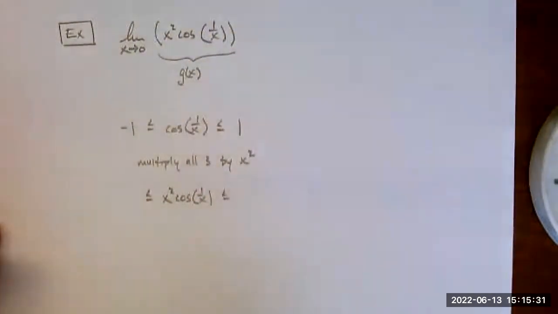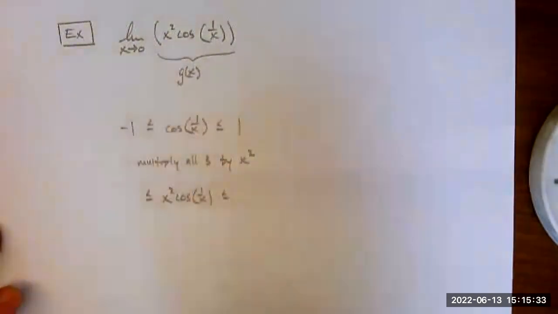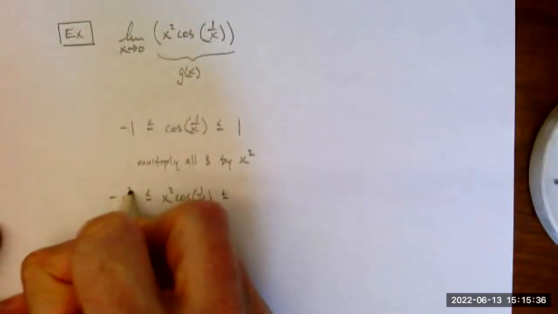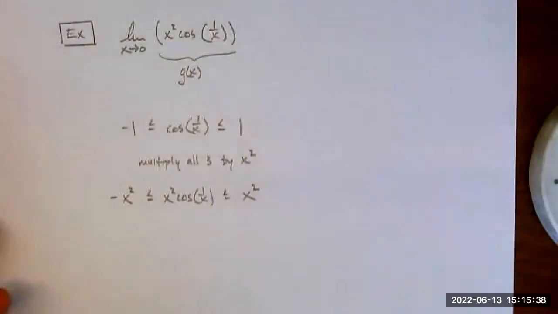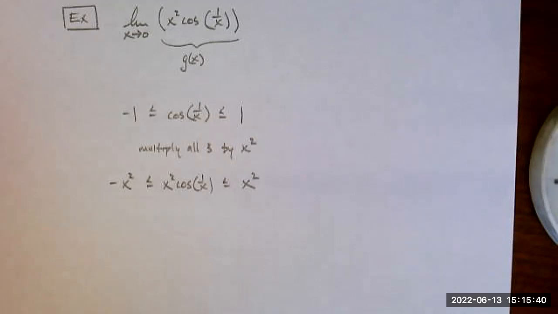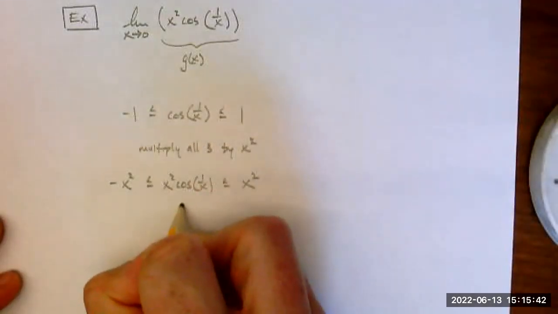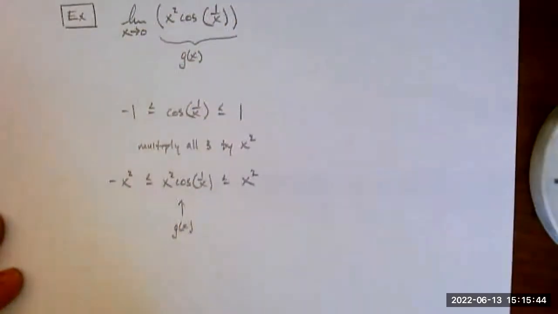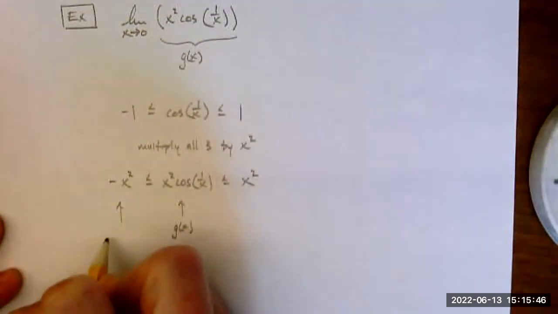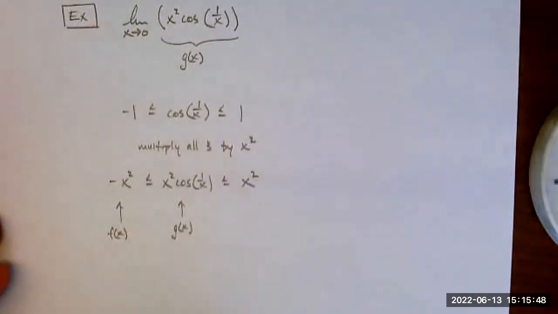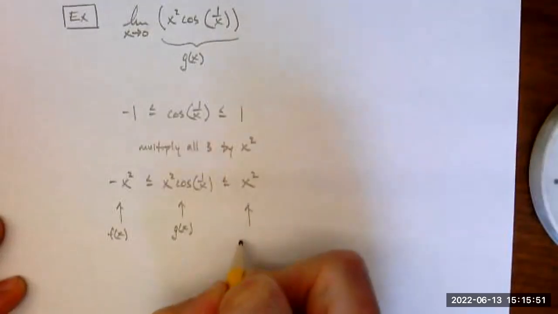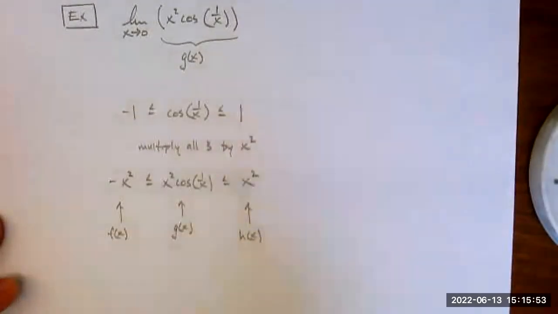But if I do that, I have to do it to the outsides as well. -x squared here, +x squared here. So I've got my g of x, and now I can see -x squared is what I can use for f of x, and +x squared is what I can use for h of x.